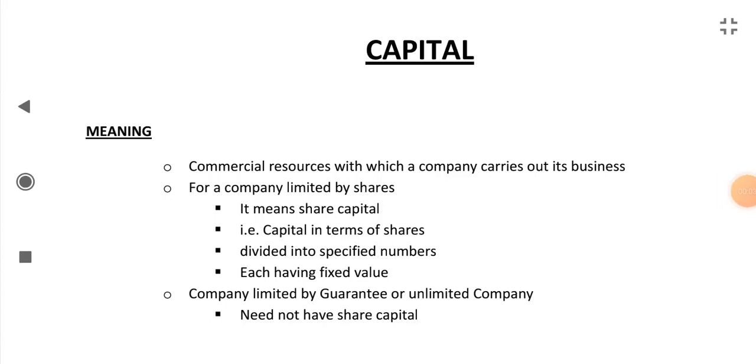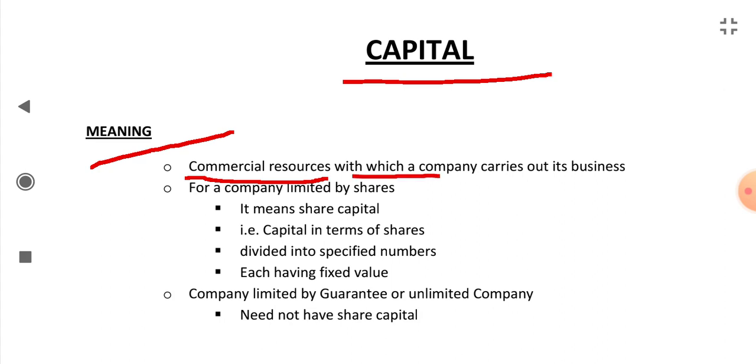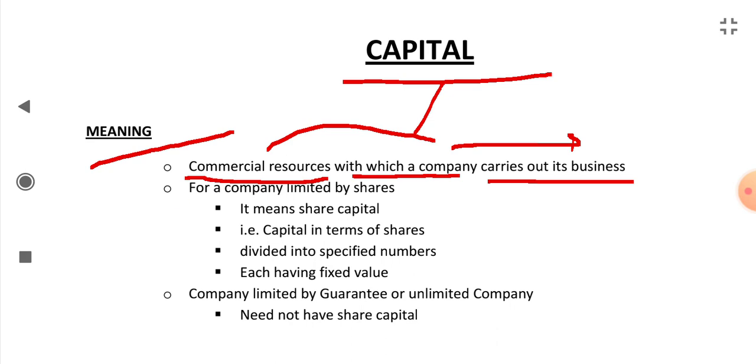Now we will see what is capital. The meaning of capital: capital means commercial resources with which a company carries out its business. For a company limited by shares, the capital means share capital. The share capital is the capital.